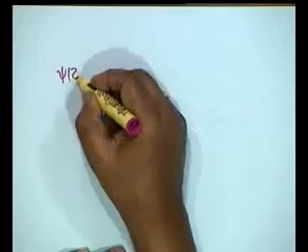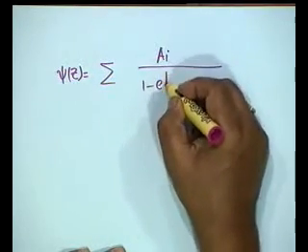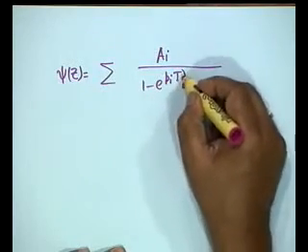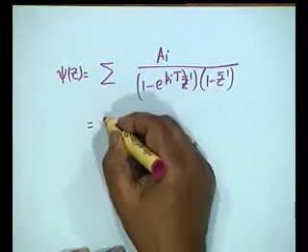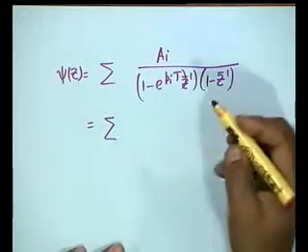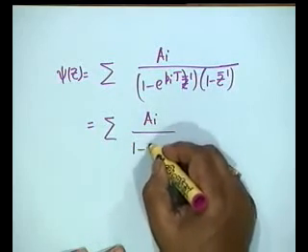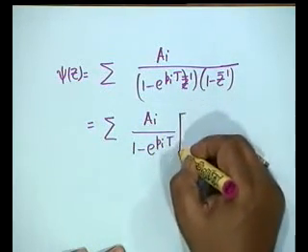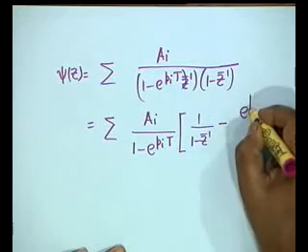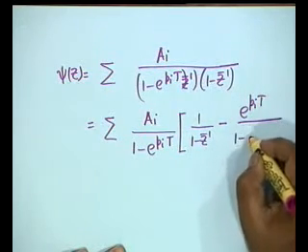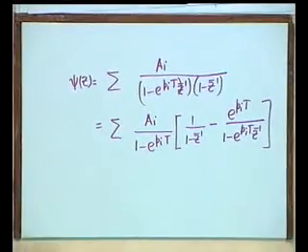Psi of Z is equal to summation A sub I divided by 1 minus e to the pi T Z inverse multiplied by 1 minus Z inverse. That can be written in partial fractions as I have done. A sub I divided by 1 minus e to the pi T, multiplied by 1 by 1 minus Z inverse, minus e to the pi T divided by 1 minus e to the pi T Z inverse. Please verify if this is correct.